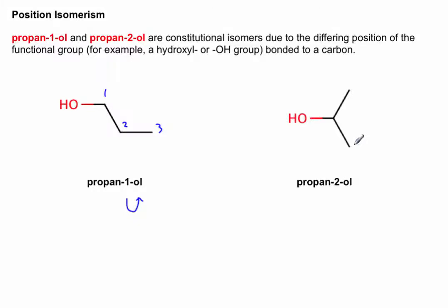So here we are, 1, 2, 3. So propan-2-ol. The functional group is just on a different carbon. And obviously there wouldn't be a propan-3-ol, because we would just start counting from the carbon 1 where the functional group is, so the functional group is not on the third carbon. So positional isomerism can also include movement of functional groups.